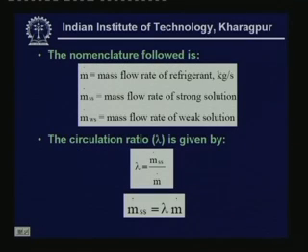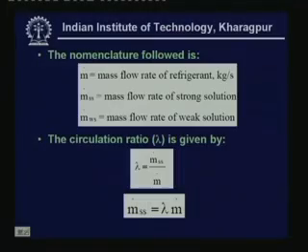And the nomenclature followed here is like this: m dot stands for mass flow rate of refrigerant, m dot subscript SS stands for mass flow rate of strong solution. Strong solution here means strong in lithium bromide, that means it is rich in lithium bromide, or in other words, the concentration of lithium bromide is higher. And m dot WS stands for mass flow rate of weak solution, that means weak in lithium bromide.